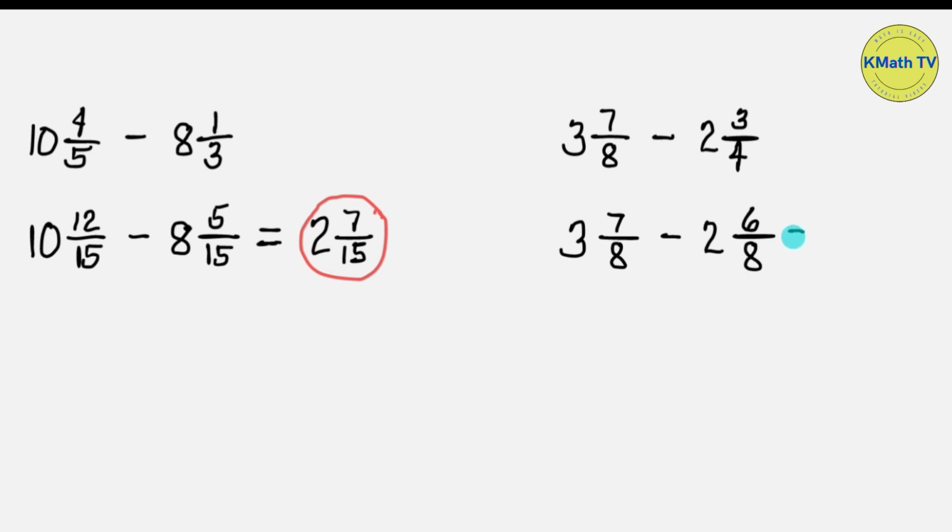Next is to subtract. Subtract the fractions first by subtracting the numerators. 7 minus 6 equals 1. And copy the LCD 8. Then, subtract also the whole numbers. 3 minus 2 equals 1. The answer is 1 and 1/8. The fraction is already in lowest term because the numerator is 1. So, this is the final answer.